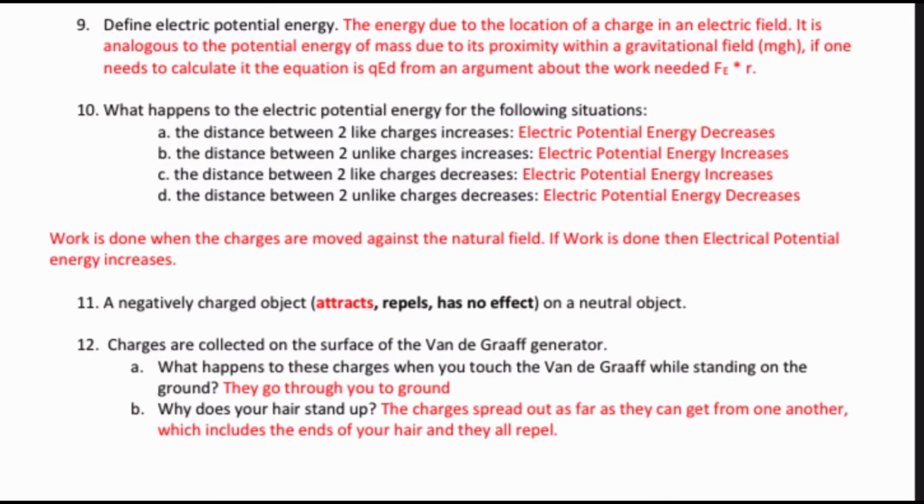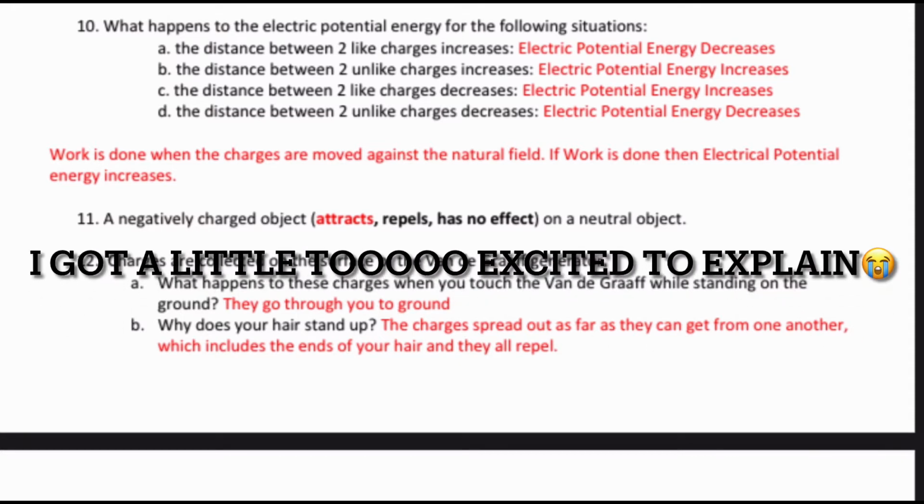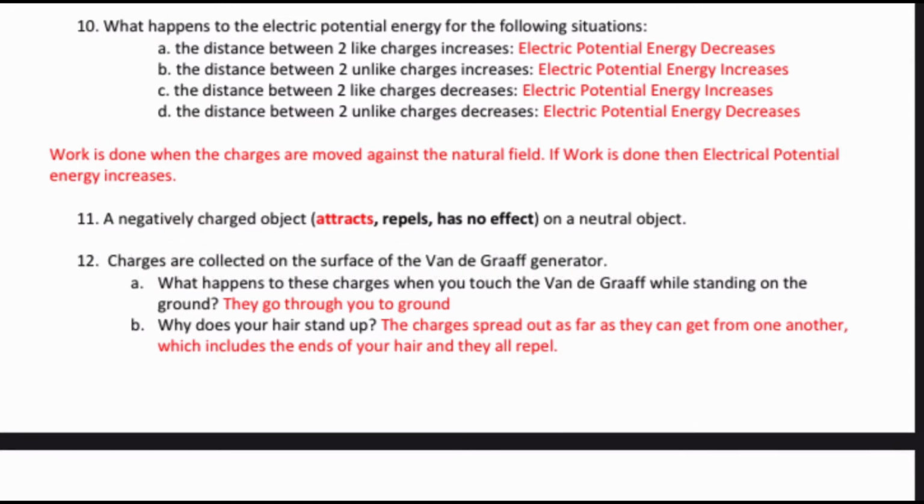What happens to the electric potential energy when the distance between two like charges increases? I can explain it really well. You're putting distance between two like charges. Don't forget, like charges don't want to be next to each other. They want to repel. So if you're putting distance between things that already want to be apart, you're helping it. So the electric potential energy is going to go down, because they already don't want to be next to each other. It's going to take less effort for them to separate, which is why it goes down.